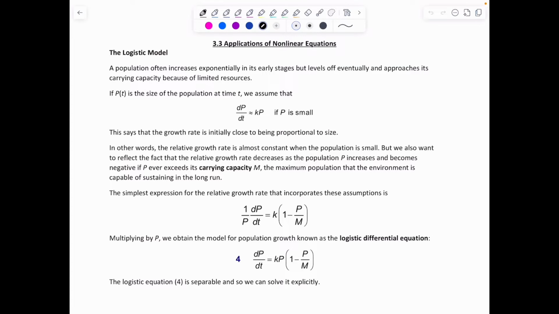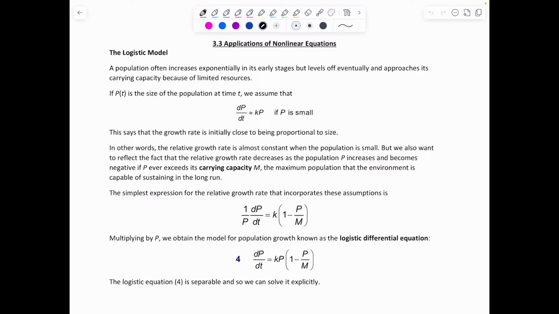This is the video lecture for section 3.3 for differential equations on applications of nonlinear equations. Previously we've looked at applications involving linear differential equations. Particularly, we found the law of uninhibited growth to model population growth and decay, as well as Newton's law of cooling. But we know that it's not realistic for a population to grow in an uninhibited fashion forever, right?